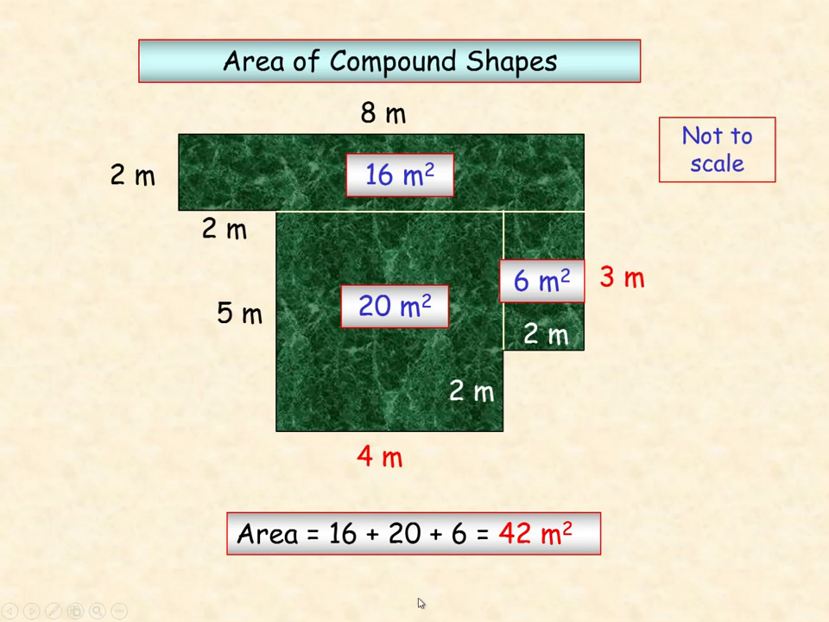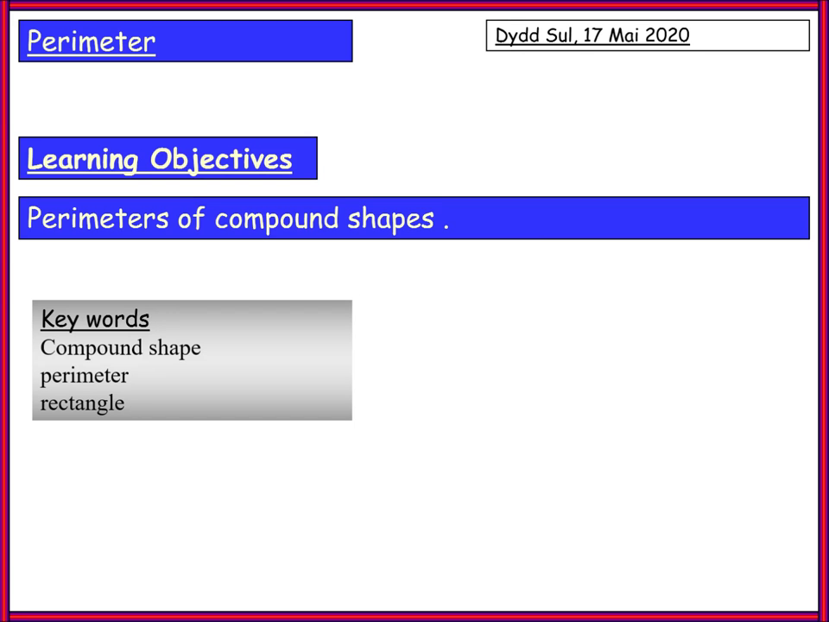What I want you to do is copy this example into your books and we'll move on to the next section then. Okay, on this one we're going to be finding the perimeters of compound shapes. Same again, click pause, make some notes. Heading, date in Welsh, perimeter, and then keywords: compound shape, perimeter, and rectangle. So click pause, make your notes. When you're ready, click play again.